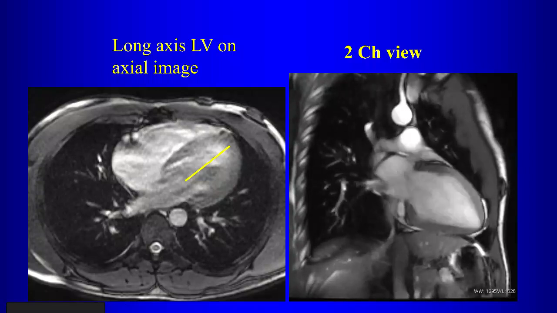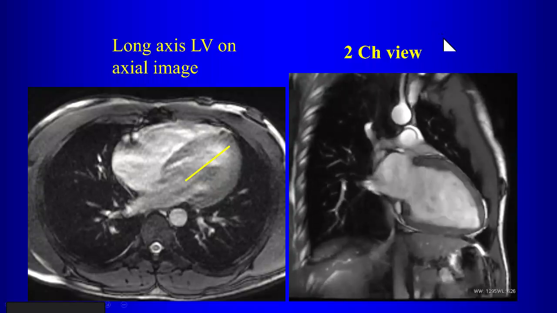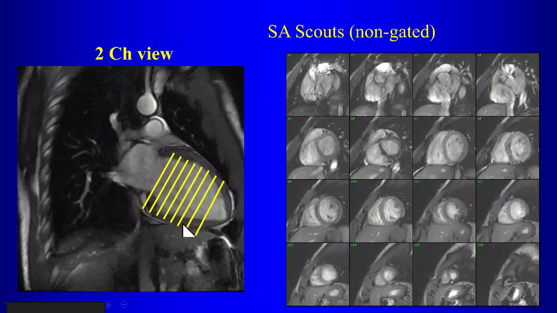So now we have a two-chamber view here, okay? From this two-chamber view, the next thing we will do is obtain short axis scouts. We will take our two-chamber view and cut it in cross-section like this, so we will obtain a series of short axis scouts.